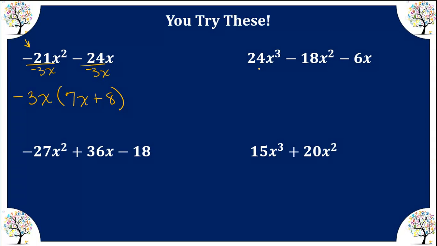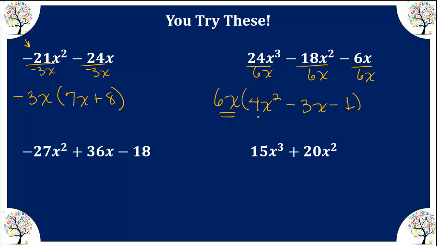Our next example, I notice that 6 can divide into each of these terms as well as x. 6x is our GCF. It is one of the factors of this cubic trinomial. When I divide our first term by 6x, we are left with 4x squared minus 3x minus 1. Here are the two factors.